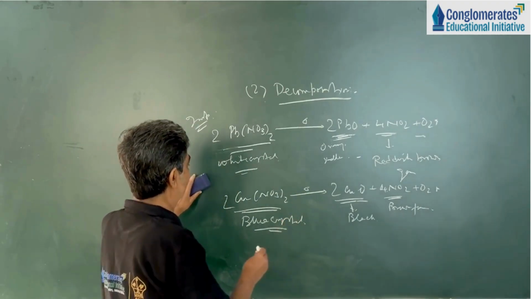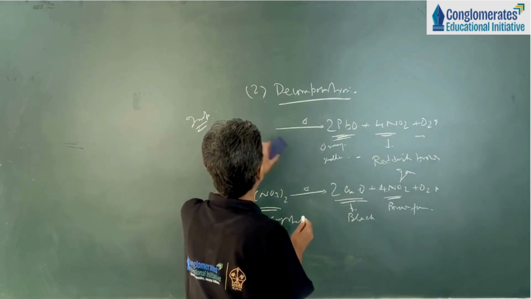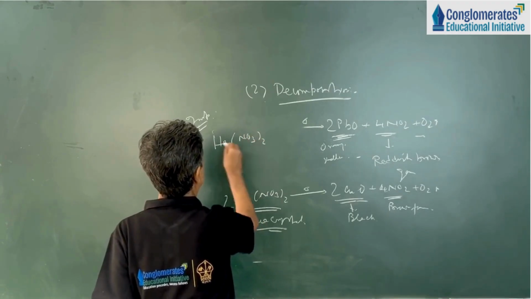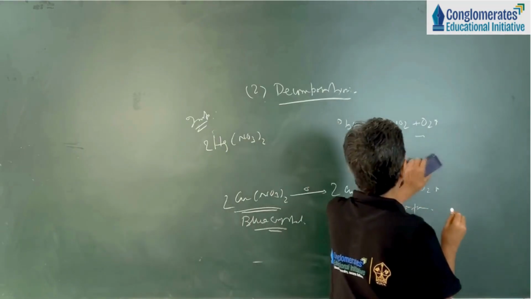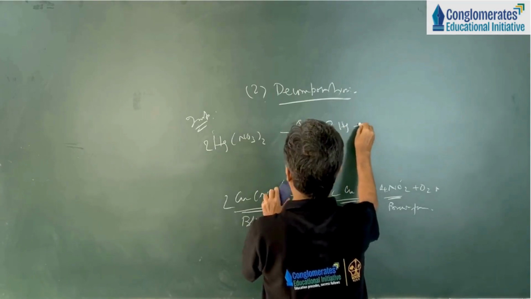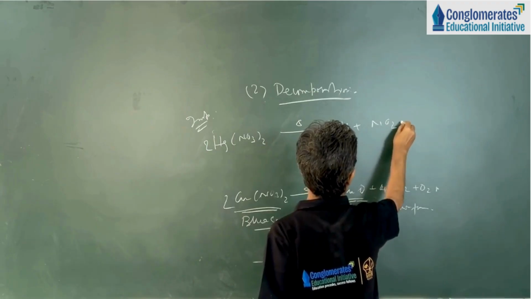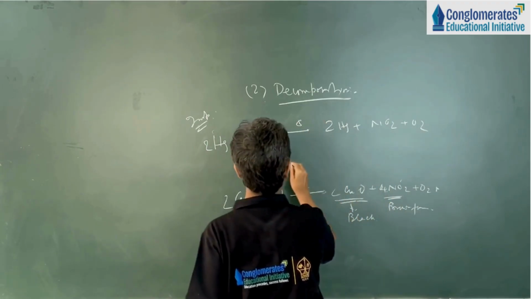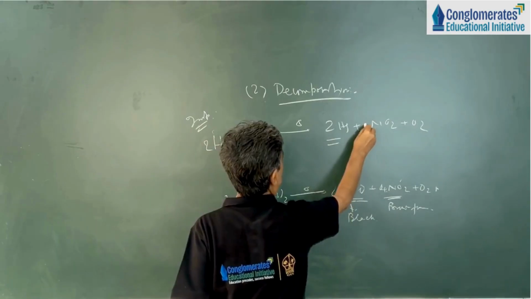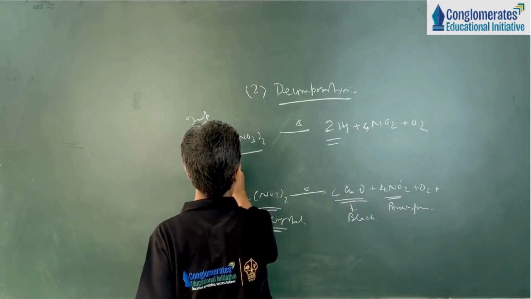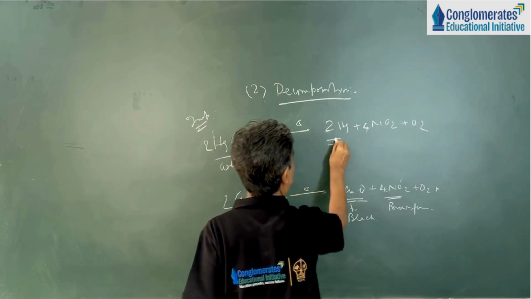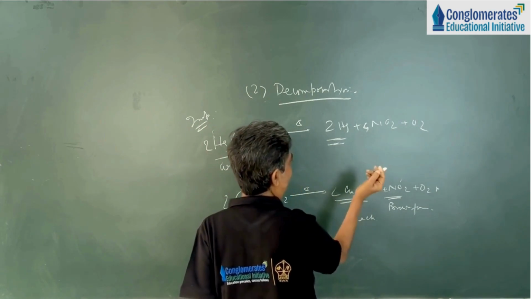One more decomposition I will give you with the nitrate salts, called mercuric nitrate. Mercuric nitrate, Hg(NO3)2, on heating gives, an interesting point here, mercury plus NO2 plus O2. Now if you balance it, we will get 4NO2. Mercuric nitrate is a white crystal, and on heating we will get mercury that is shiny. You know the color of mercury.